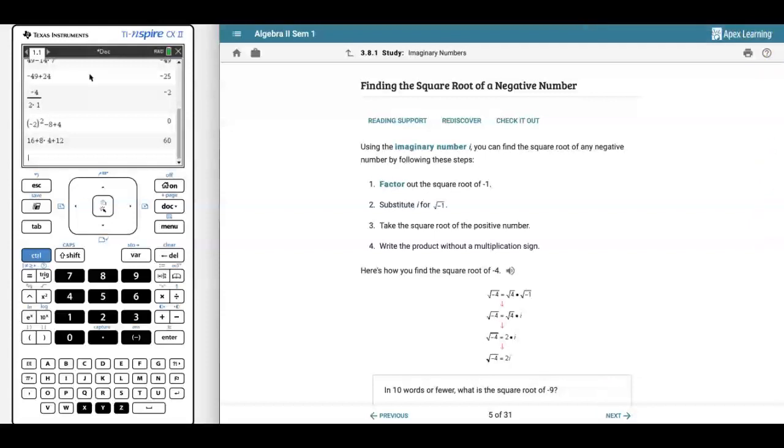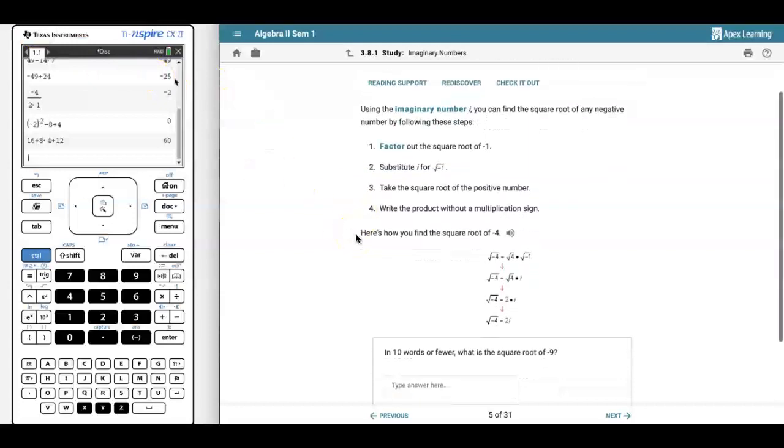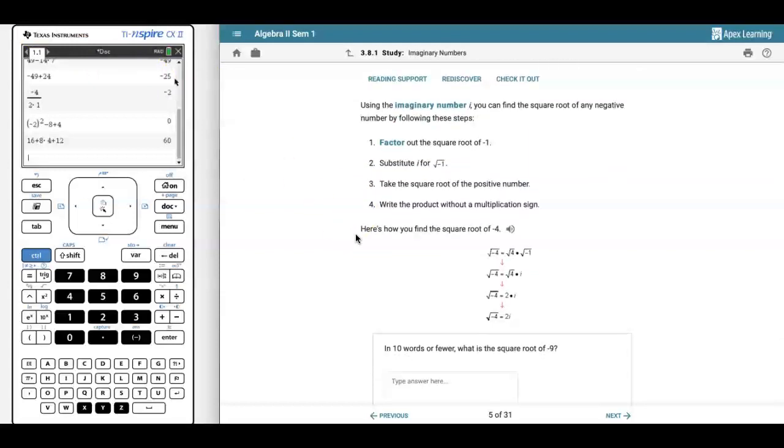So when we are looking to find the square root of negative numbers, we have some defined steps here that I'm going to walk you through. Step 1: we factor out the square root of negative 1. We can substitute in i for the square root of negative 1, and then we can take the square root of the positive number. When we're done, we write the final product without a multiplication sign.